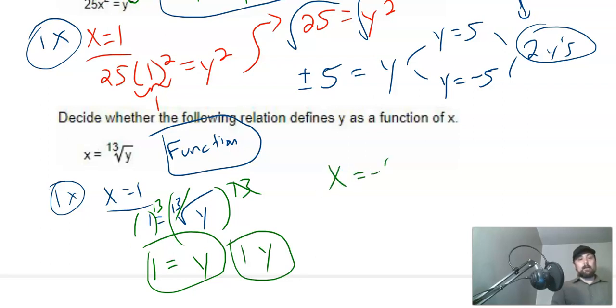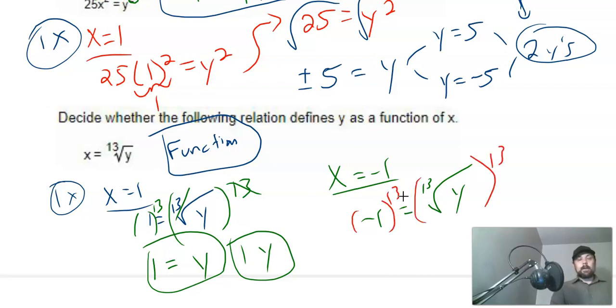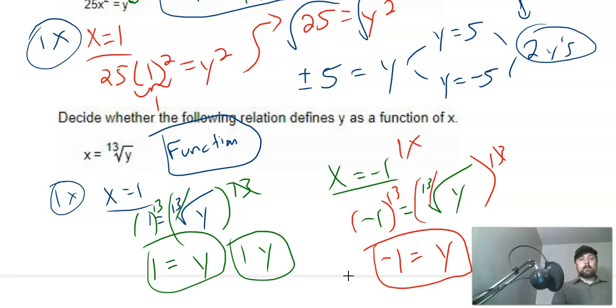You could try x equals -1, for example. Plug that into the equation. And again, to solve it, we raise both sides to the 13th power. We get -1 to the 13th power. Because that's an odd power, this will be -1. Here, the 13th root cancels out with the power of 13, and we get y is equal to -1. So 1 x, 1 y, right? And it appears like that will happen every time.